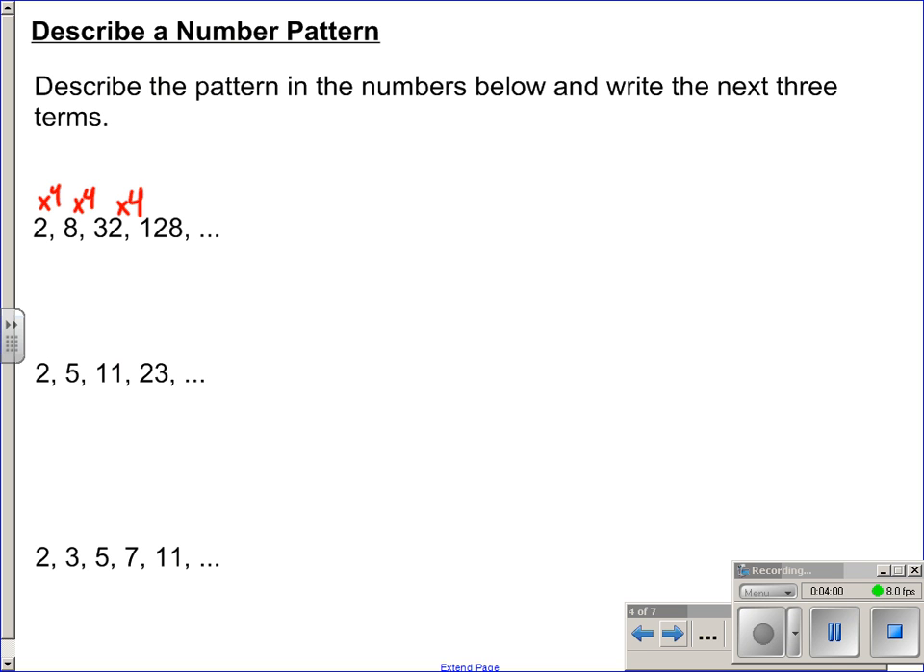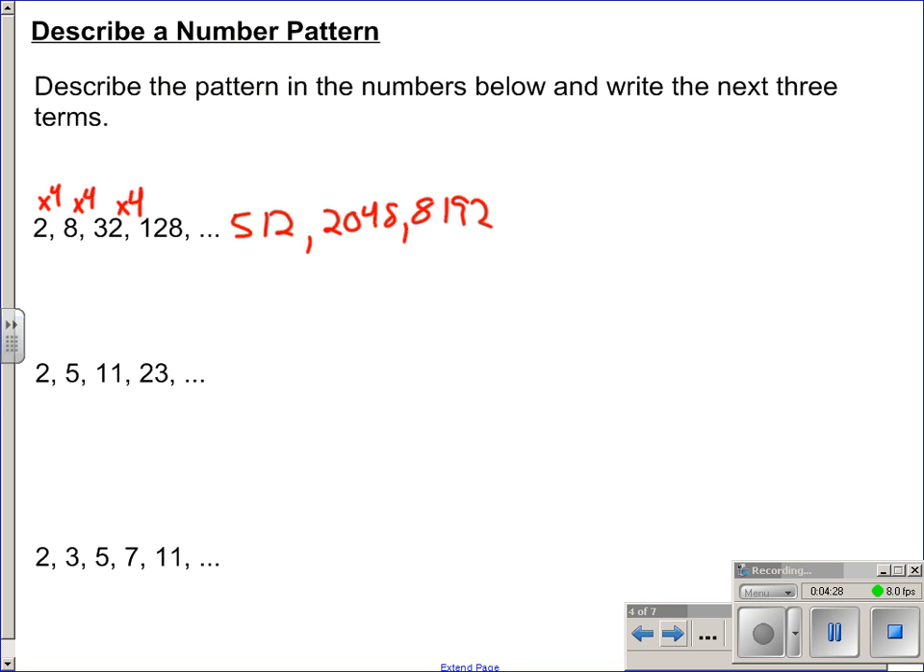128 times 4, getting the calculator out, 512. Next term should be times 4, 2,048. One more time for the next 3 terms, 8,192. So there's the pattern for that list of numbers, and we just continued it on.